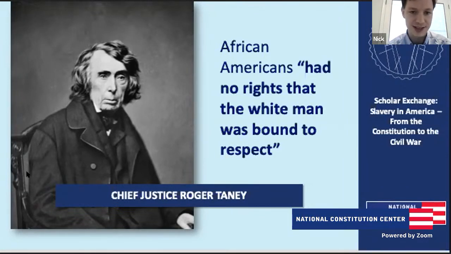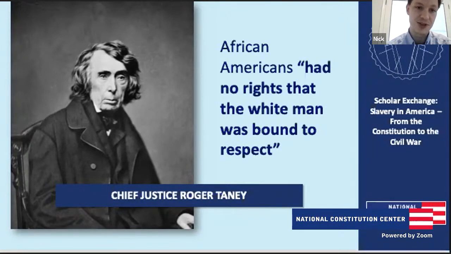Taney wrote that African Americans had no rights which the white man was bound to respect. So Taney did 2 things in this case, right? One is he said African Americans can't be citizens. They're not recognized under any of the founding documents, whether it's the Declaration or the Constitution. That's what Taney said. And therefore, they couldn't sue in federal court. So that was the citizenship question.